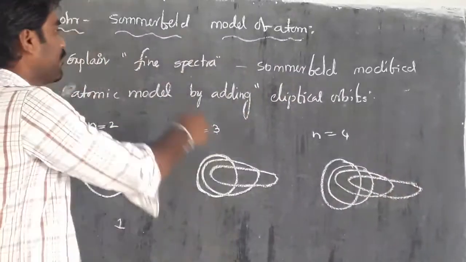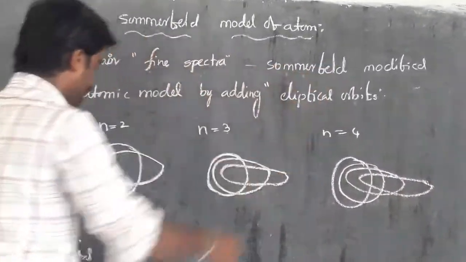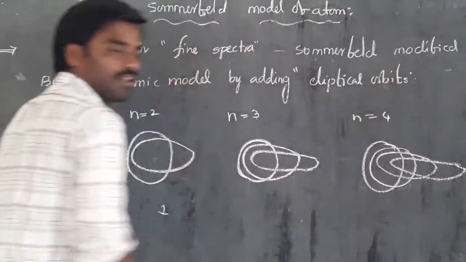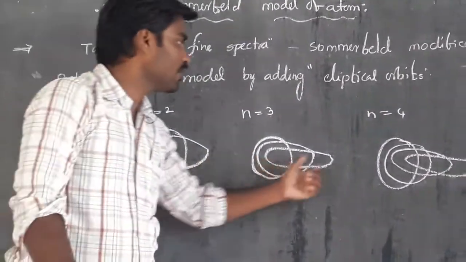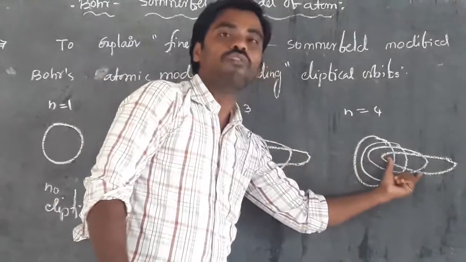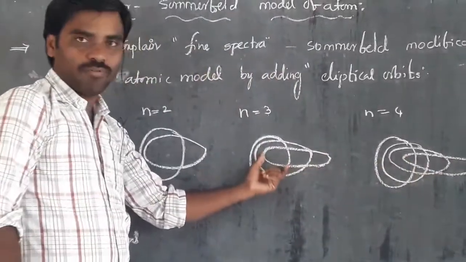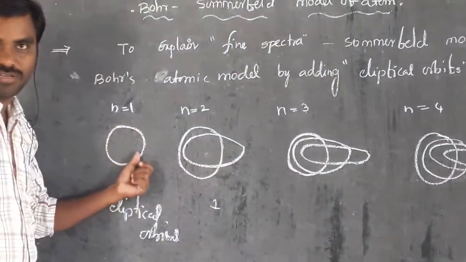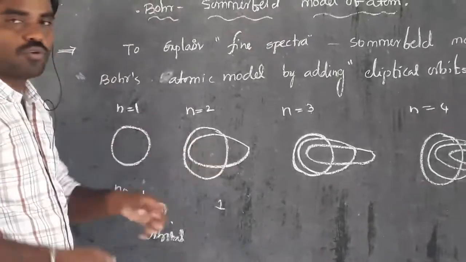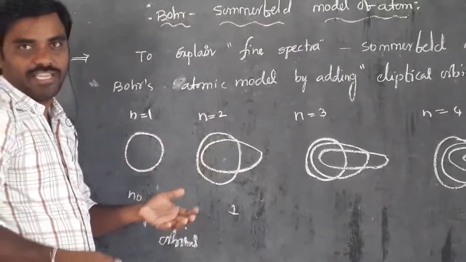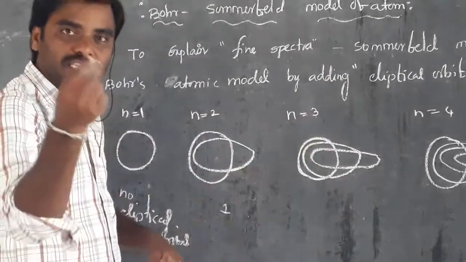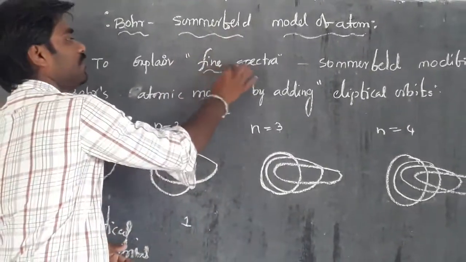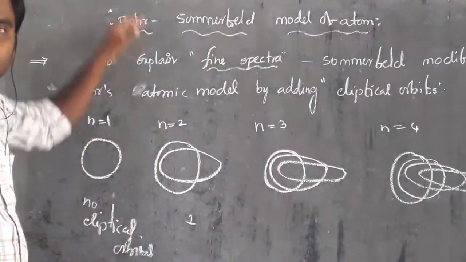So, to explain fine spectra, Sommerfeld modified every Bohr's model by adding elliptical orbits like this. Are elliptical orbits there or not? This one is completely oval, this is a little bit oval, and this is very little bit oval. But the first one is completely circular, right? Like that, he could add to each orbit particular elliptical orbits. Such a proposal from Sommerfeld was in addition to explain fine spectrum. Understood?